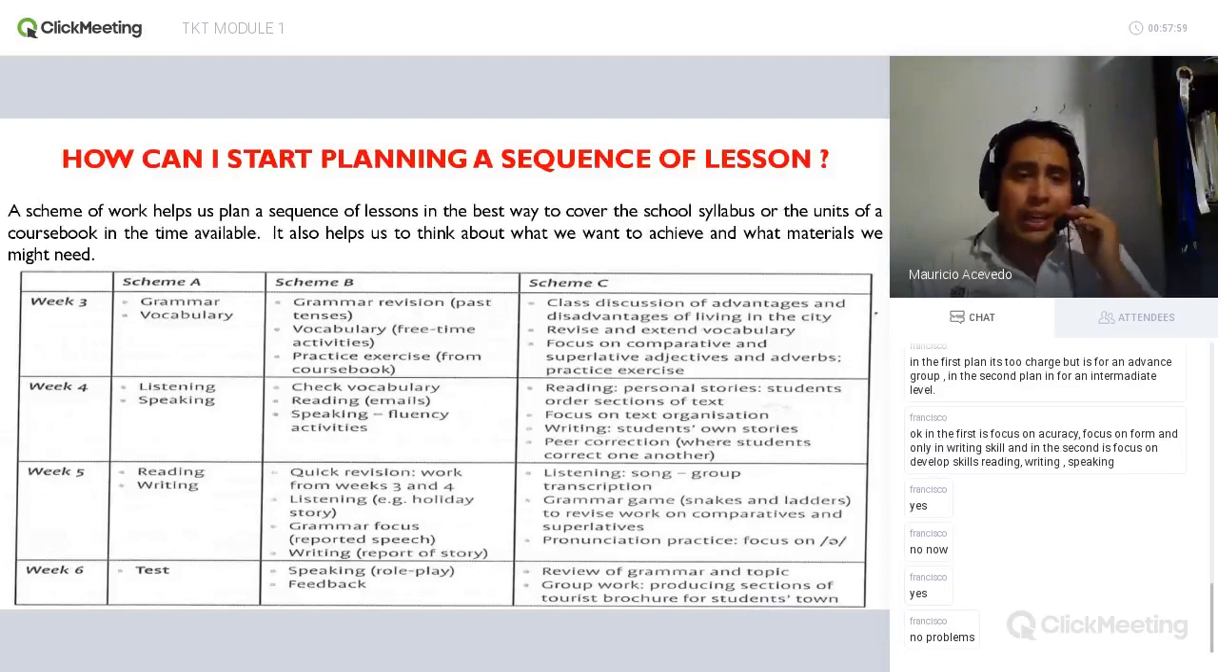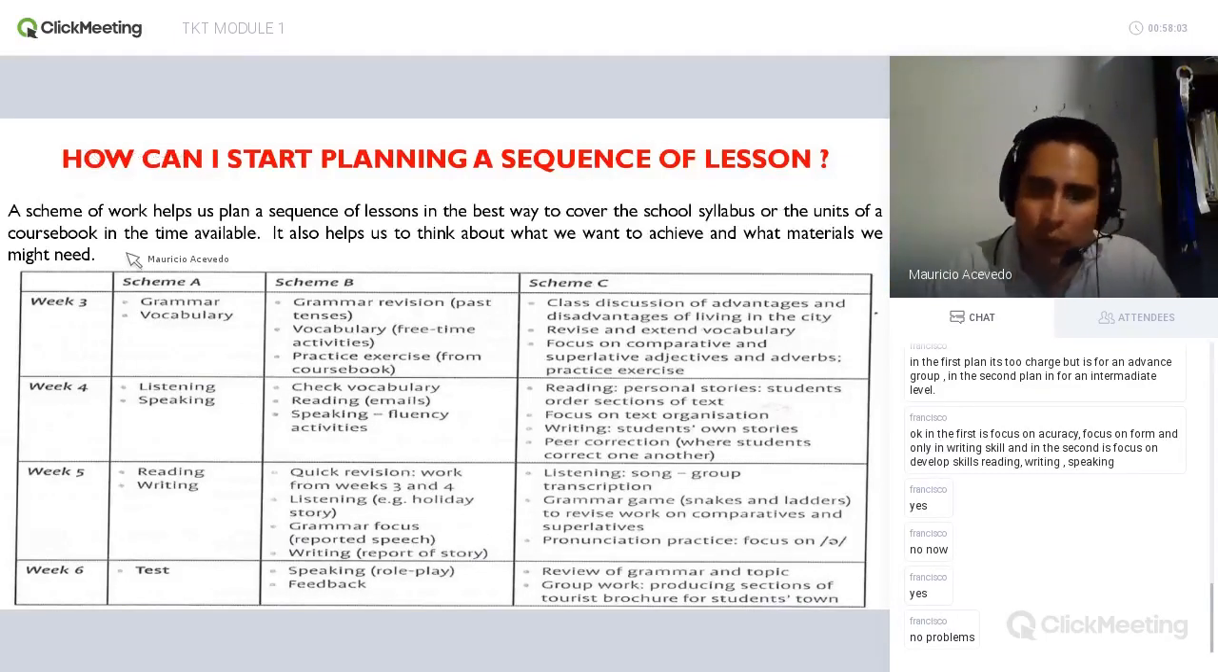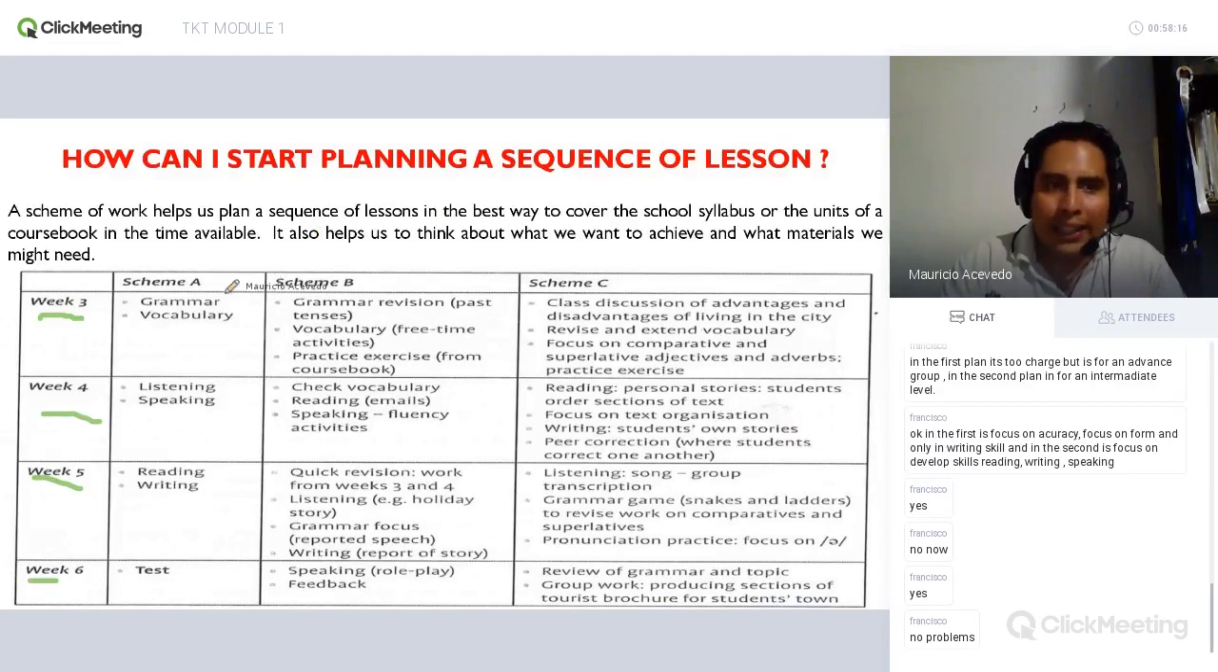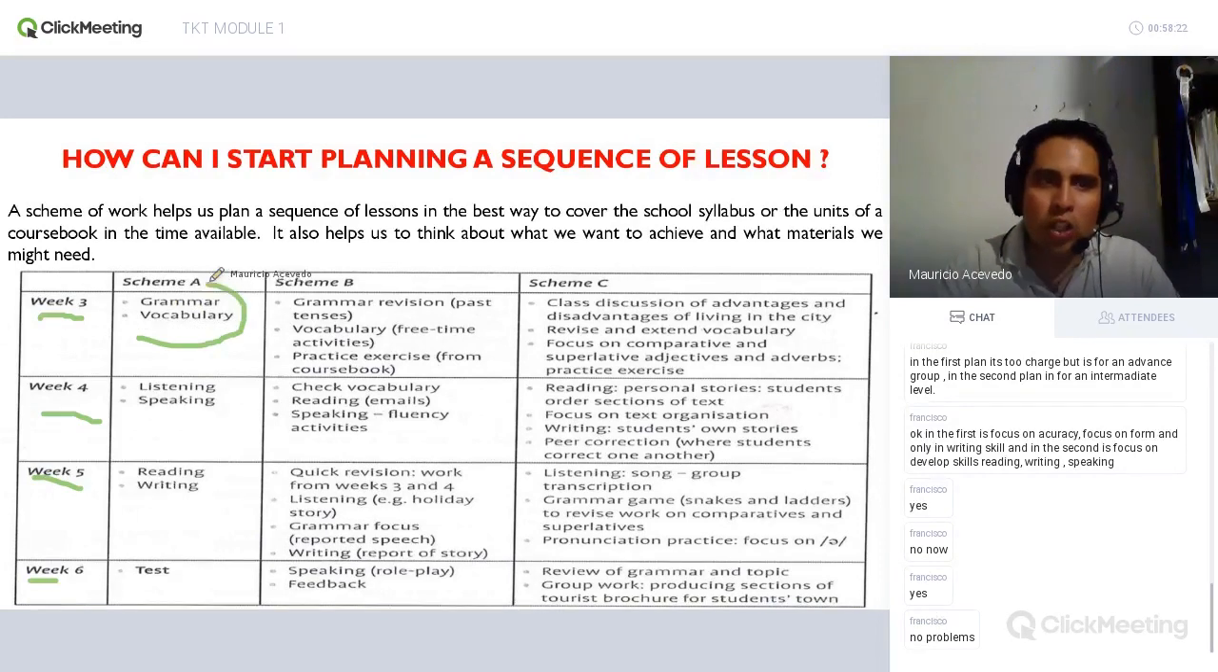Okay, so you can start planning your sequence of lessons by a scheme, like in this one. First, as you can see, we have the weeks, week 3, week 4, week 5, and week 6, depending on your course, depending on your syllabus. Okay, scheme A, here we have, for example, what topics you're going to be looking at. In week 3, we're going to be focused on grammar and vocabulary. So all the input.